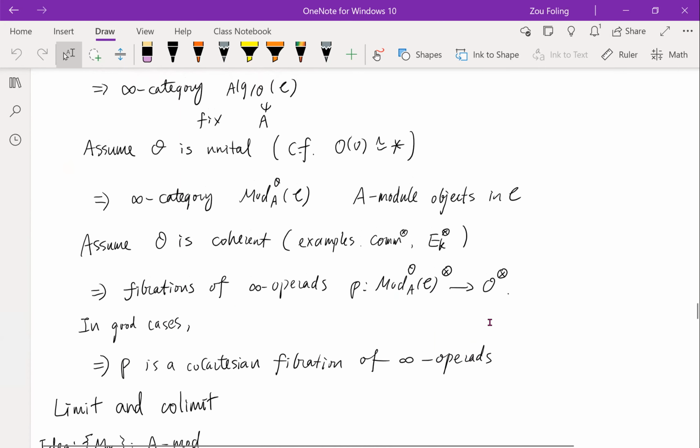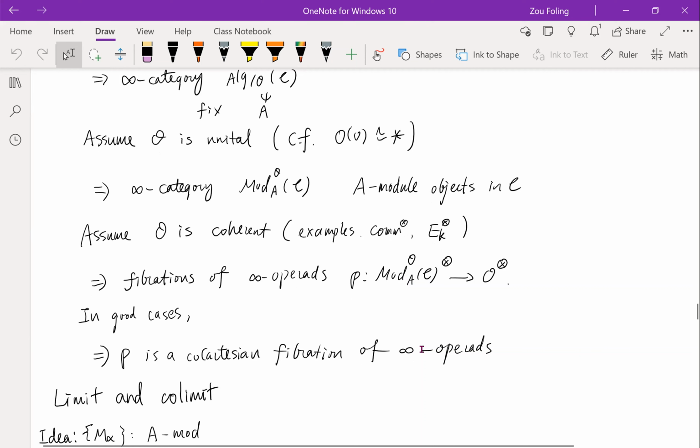Okay, what does this say? If you take O to be nerve of fin star or com tensor, this is saying if A is a commutative algebra, then A module objects has a symmetric monoidal structure.